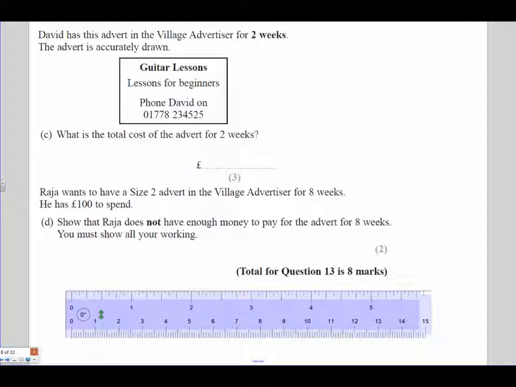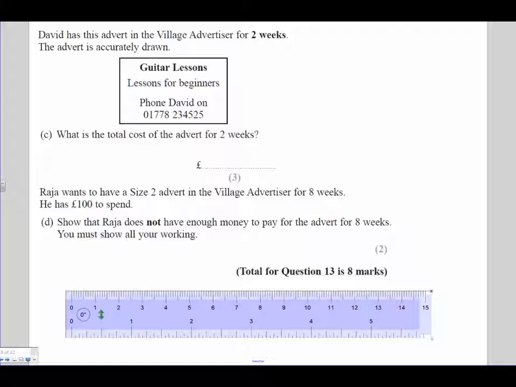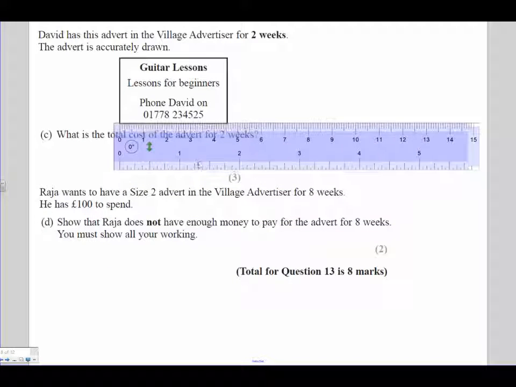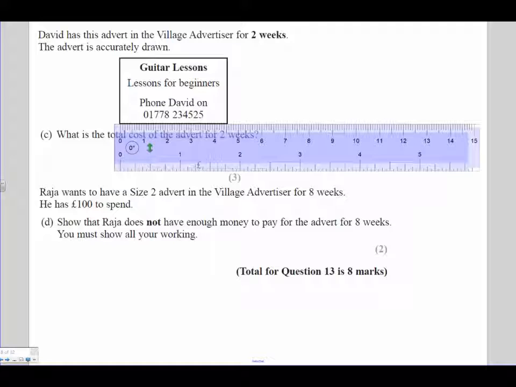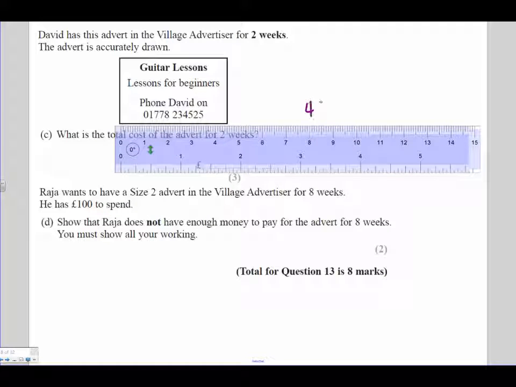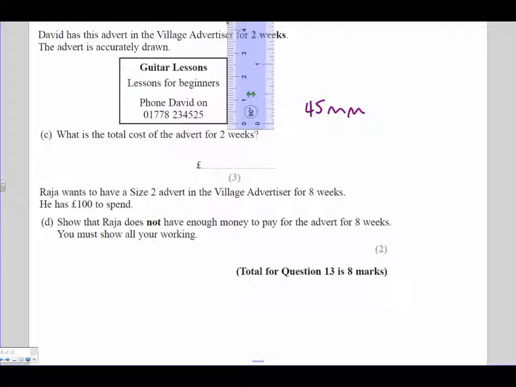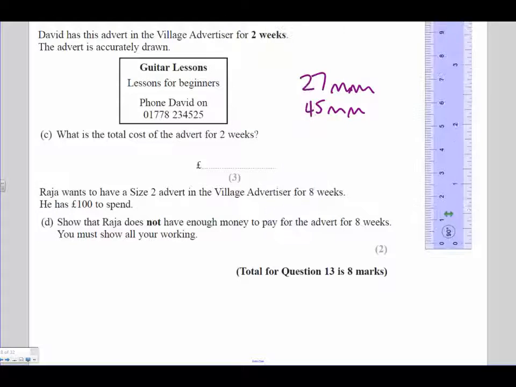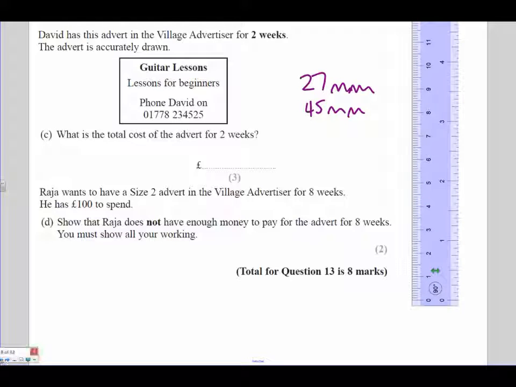Next, David has this advert in the Village Advertiser for 2 weeks. The advert is drawn accurately. What is the total cost of the advert for the 2 weeks? So we need to measure the two sides of the advert. So when we do that in millimeters, it is 45 millimeters wide by 27 millimeters.